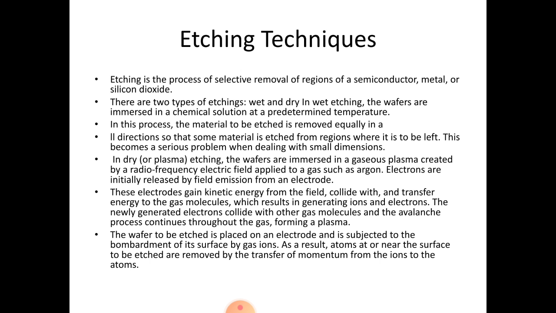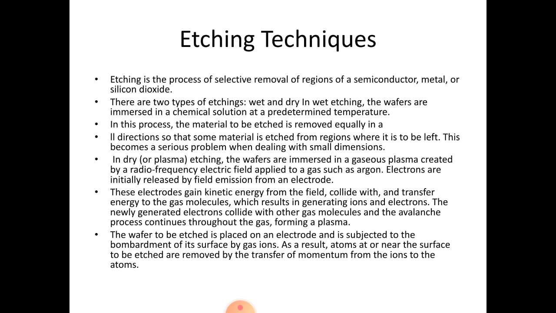These electrons gain kinetic energy from the field, collide with and transfer energy to the gas molecules, which results in generating ions and electrons. The newly generated electrons collide with other gas molecules and the avalanche process continues through the gas, forming a plasma.